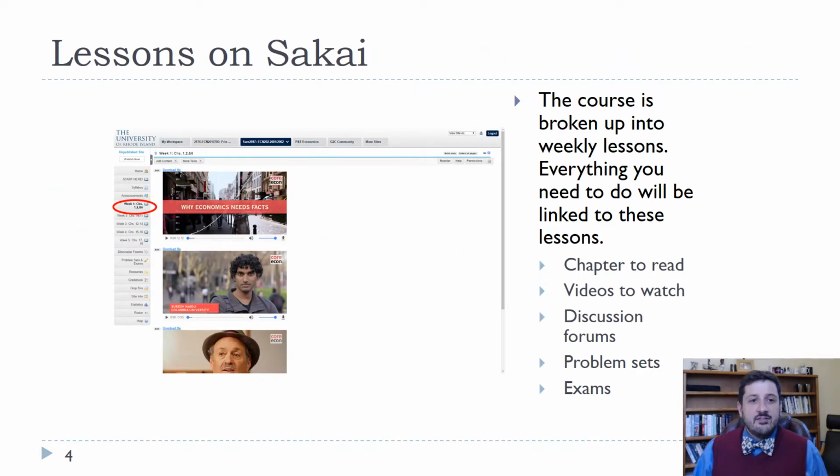So on Sakai, everything is broken up into lectures and lessons. And so the lessons will be there for every week. So there will be a week 1 lesson, a week 2 lesson, all the way through. So it will give you a link to the chapter to read. It will provide the videos to watch where I sort of highlight the important parts of the chapters, work through some of the problems, do some examples.